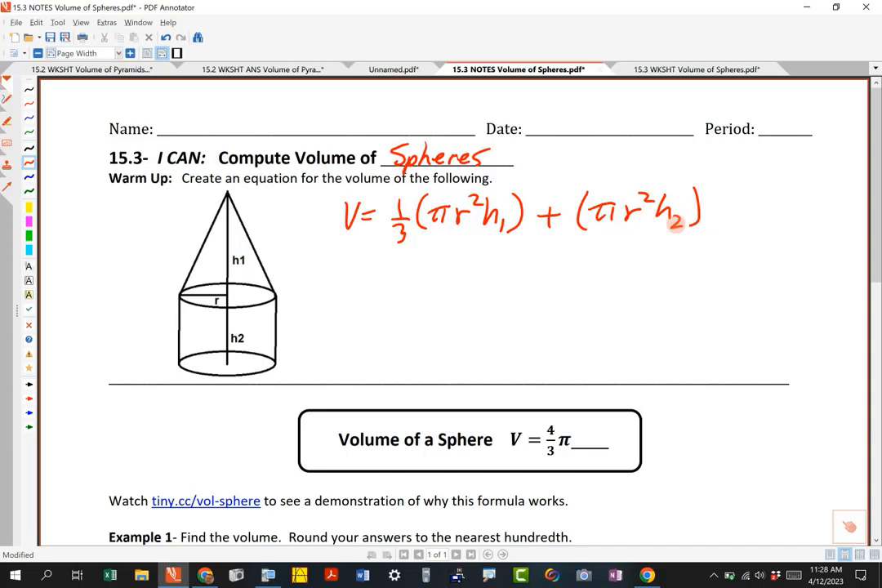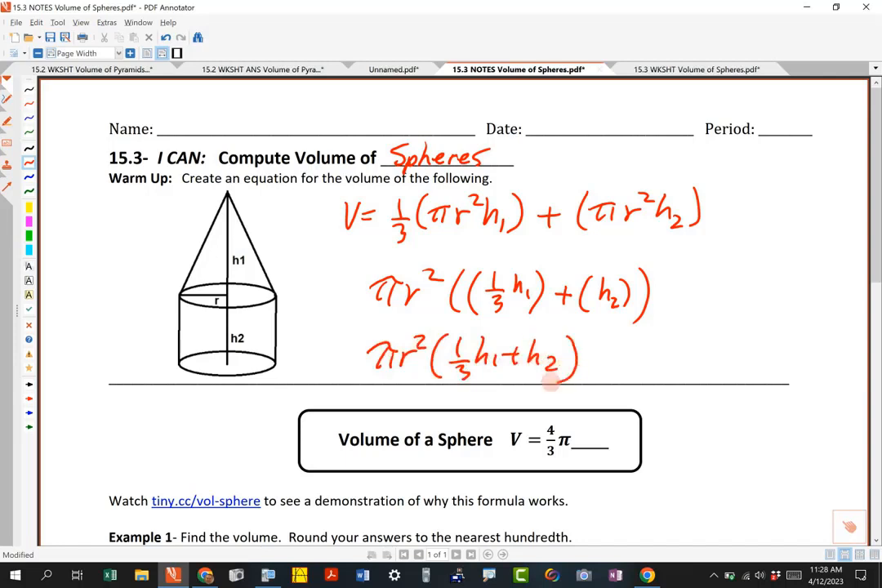I think I did it better. Tell us what you did. I did pi r squared times parentheses, and then another parenthesis, then 1/3 h1, and then another parenthesis, plus h2. Would it be simpler like that, where I didn't use the double parenthesis and I just did h2 plus? So you did pi r squared and then 1/3 h1 plus h2. Yes, because of order of operations.